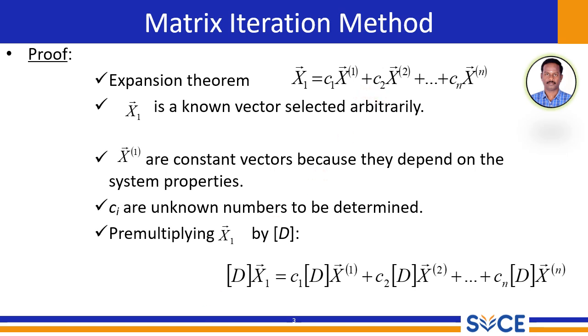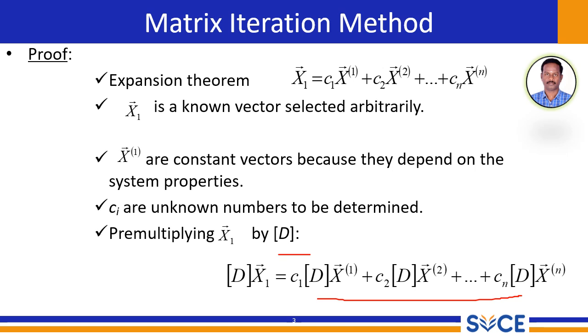To proceed with the proof, the next step involves pre-multiplying by the dynamic matrix D. This operation is crucial in the matrix iteration method. Performing this multiplication, we get D, the dynamic matrix, multiplied with the vector. Then everywhere we have to multiply D along the summation. Using the distributive property of matrix multiplication, we can rewrite the right side of the equation as D of x1 and the left side of the equation like this.